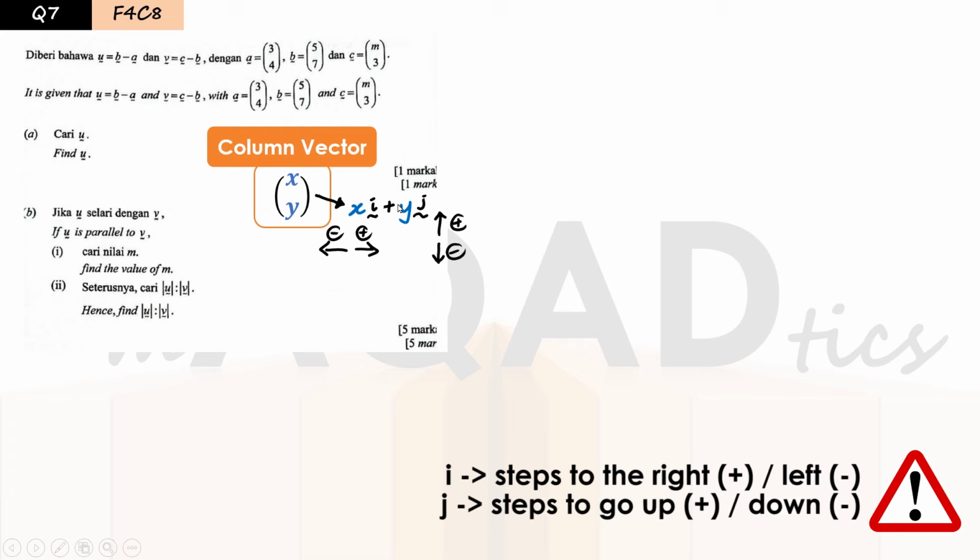So if we use this vector as an example, the value of x here is a positive 3, so this vector moves 3 steps to the right. And the y value here is 4, which means this vector goes 4 units upwards.